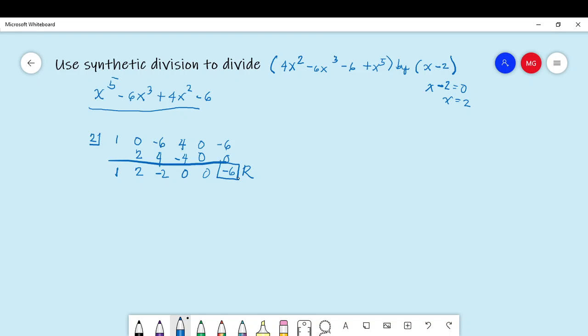So if this is the remainder, the other numbers must be the constant term, the first degree term, the second degree term, the third degree term, and the fourth degree term. Okay, let's go back to the polynomial. We have Q of x is equal to x raised to 4 plus 2x cubed minus 2x squared. There is no need to write the terms whose numerical coefficients are 0. And then the remainder is equal to negative 6.